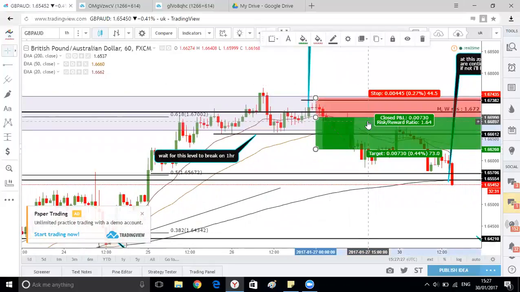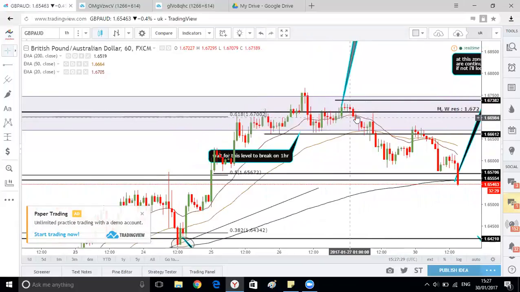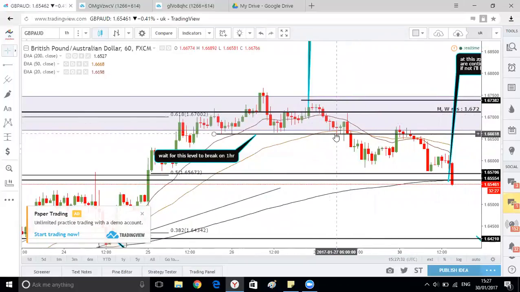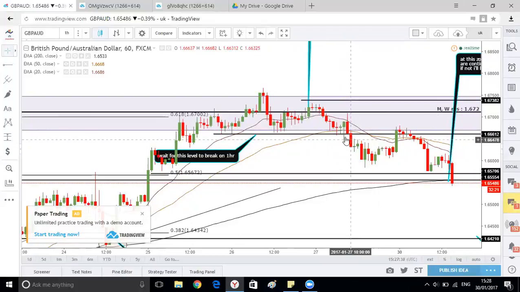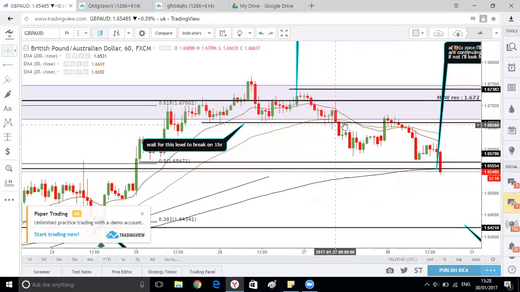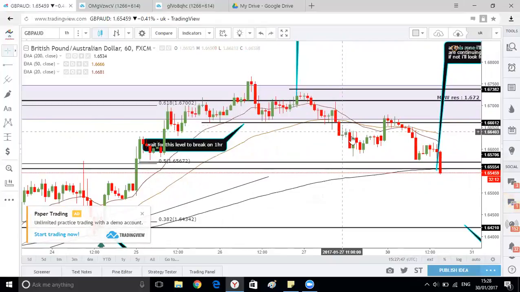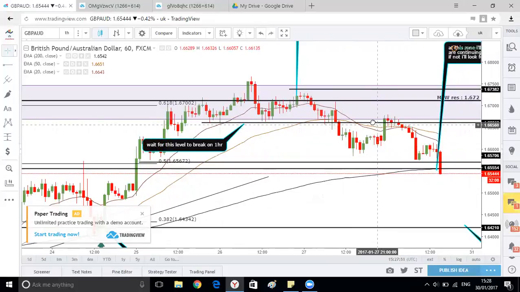Now, this is not where I entered. You could have entered right here, on the right shoulder. You came back down, tested this level right here, came back up, and it did break. You can see it broke around about here. The moment it broke, I think I entered on the 15-minute roundabout here. Now you can see it went all the way back up, retested this level, and failed to go above.